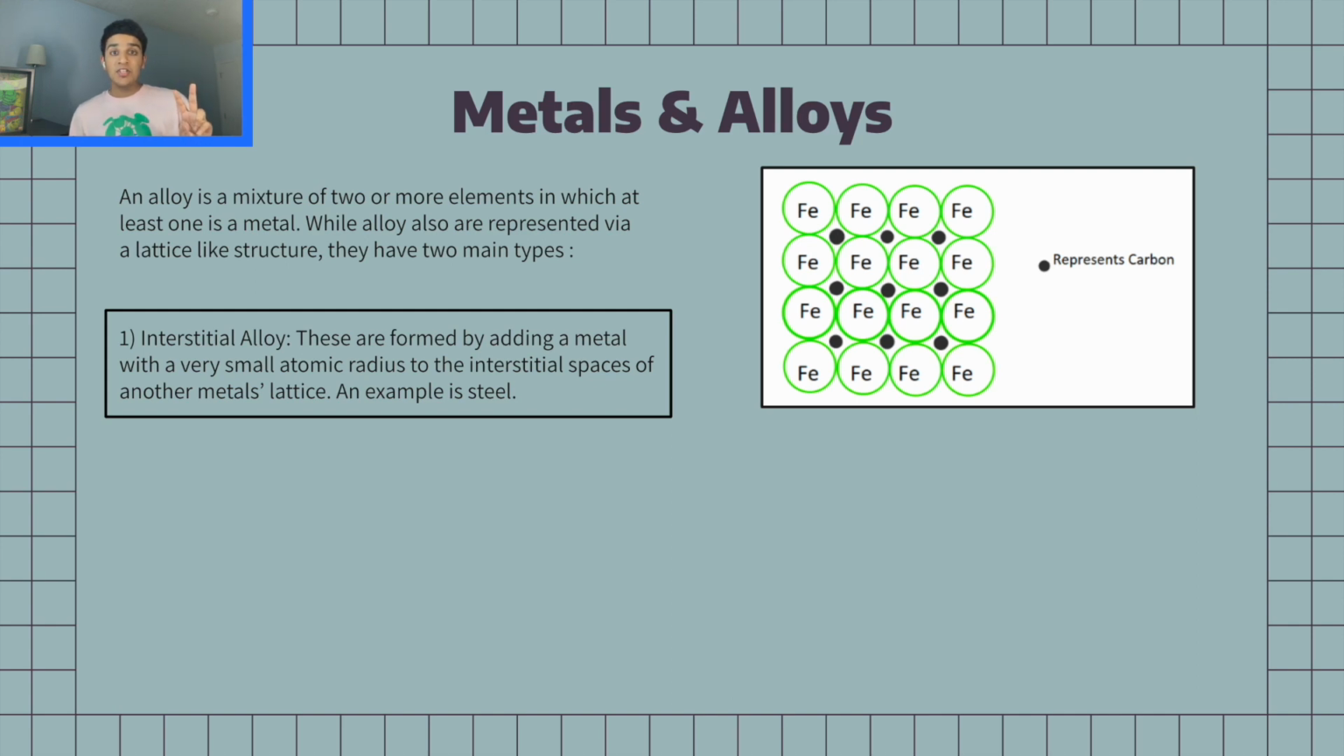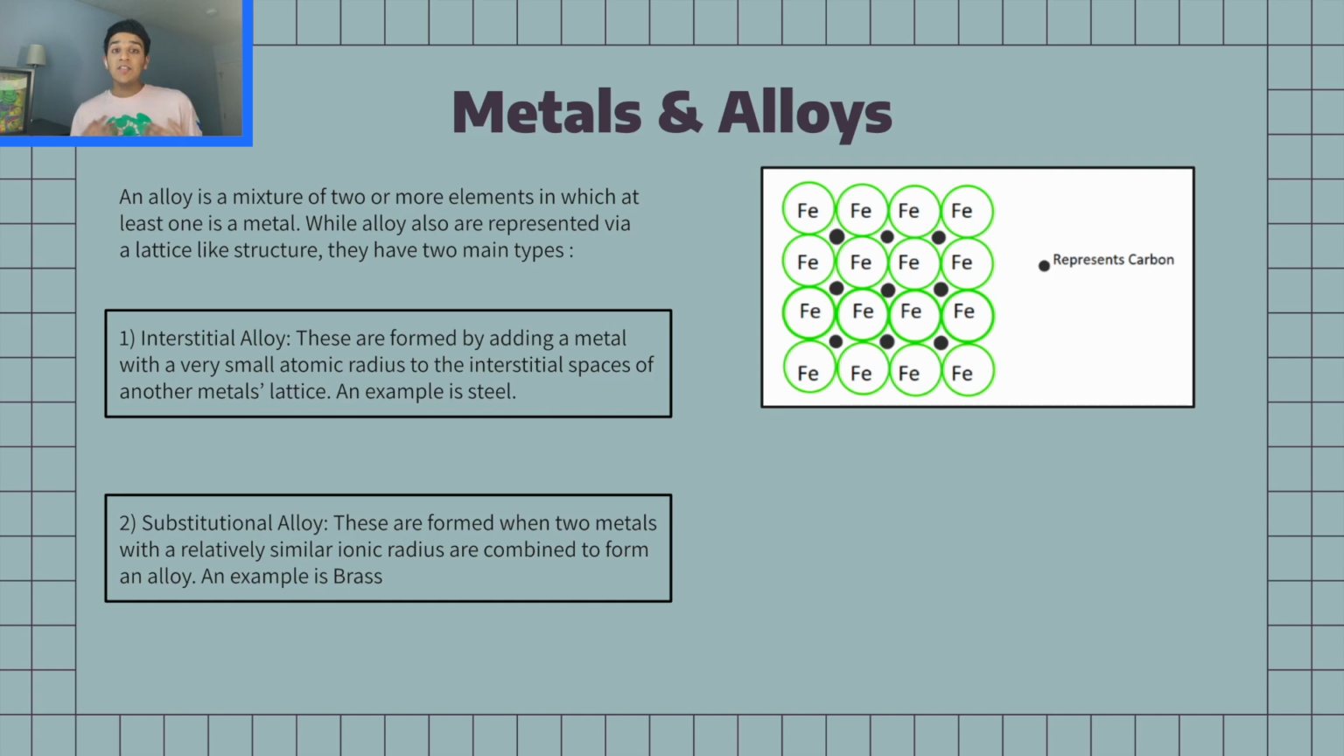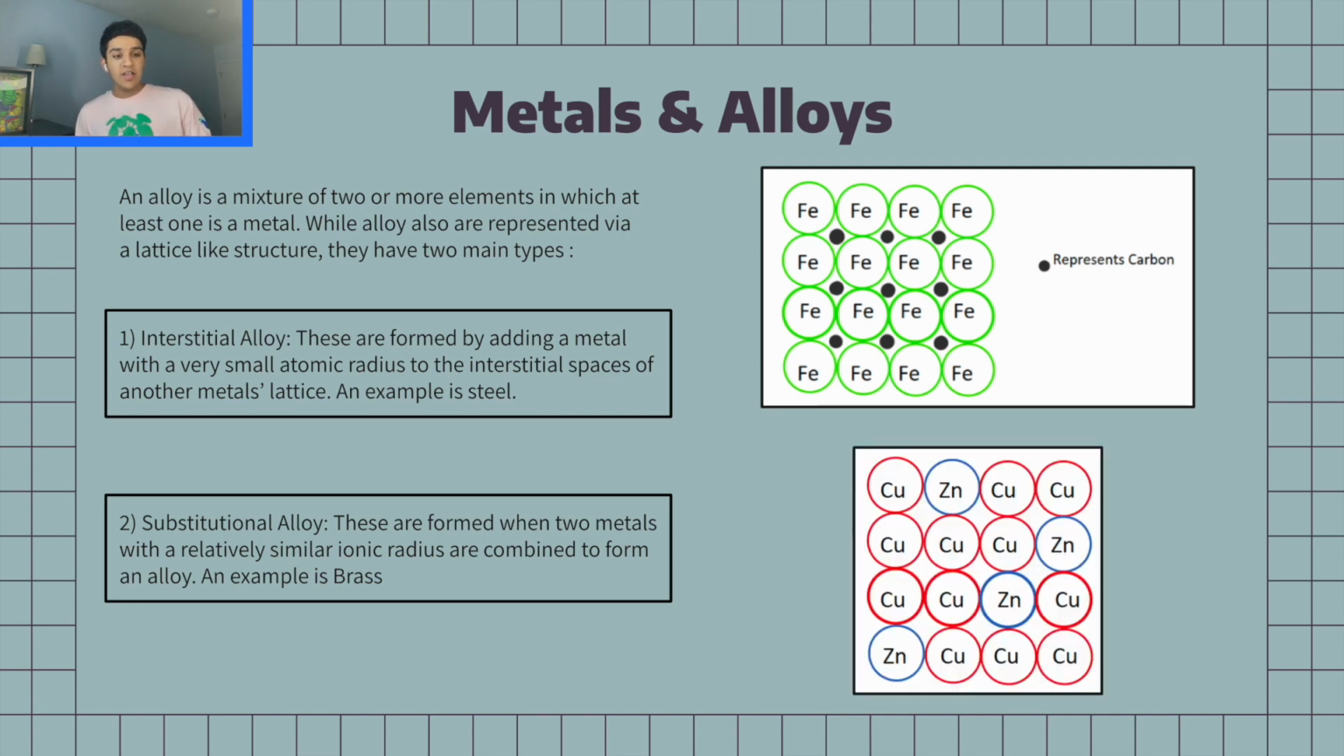The second subdivision of alloys is substitutional alloys. As opposed to interstitial alloys, substitutional alloys have two elements that have very similar atomic radii. One example is brass. As you can see in this diagram, both copper and zinc have very similar atomic radii. This is why brass is a substitutional alloy.